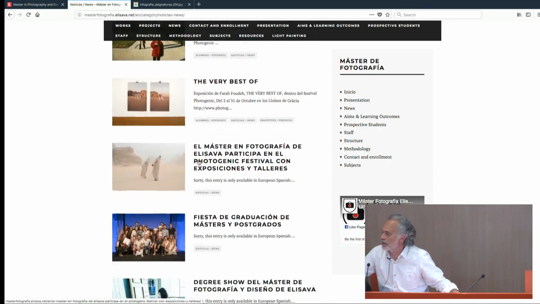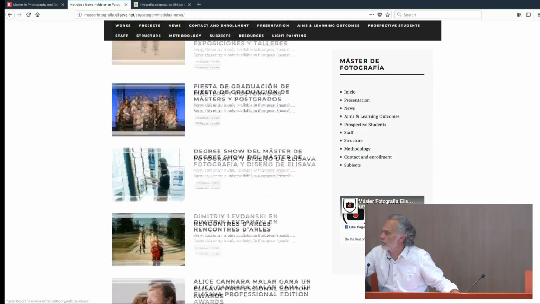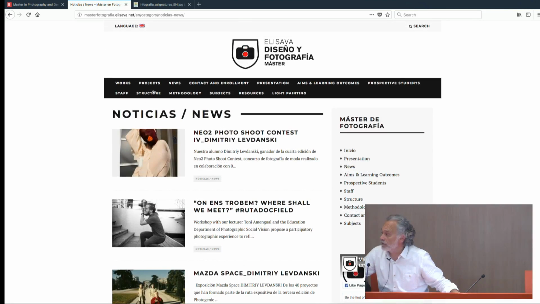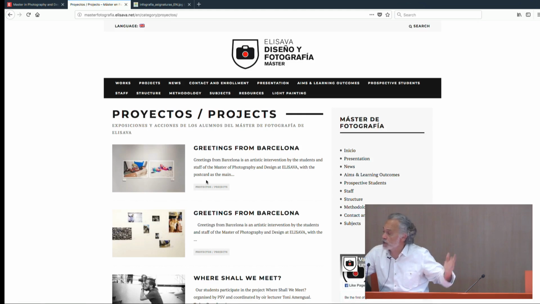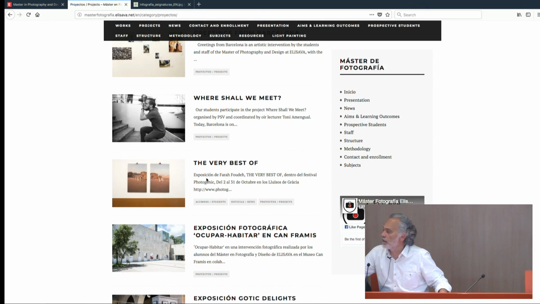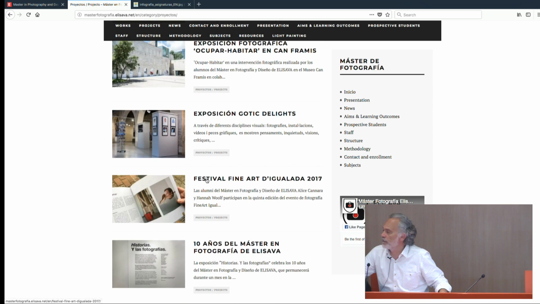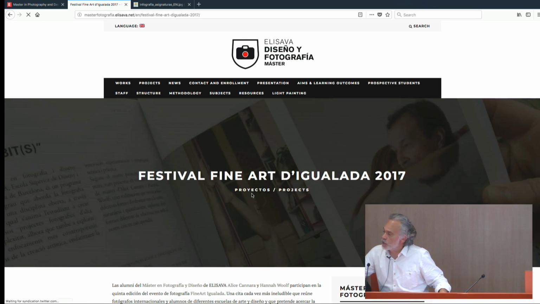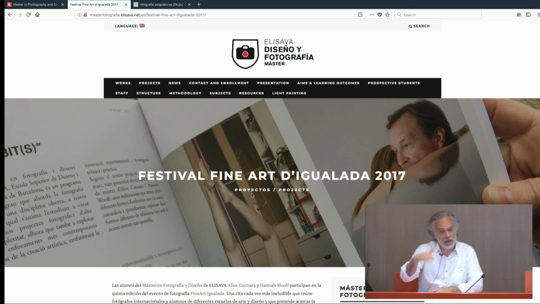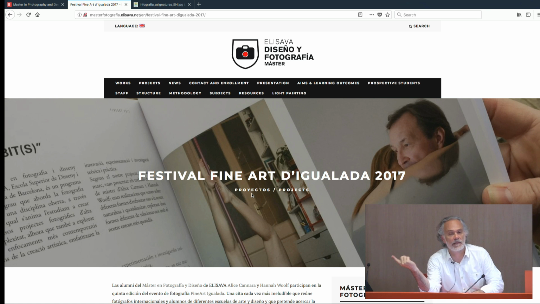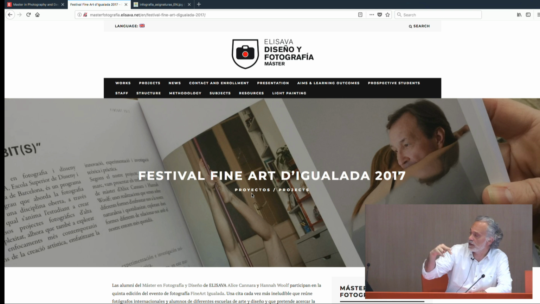Another festival, for example, is Foto Igualada, which is another festival in a village near Elisava, here. We always do this with graduates from the year before. This happens in February. So this is from last year. So we always use graduates from the year before.